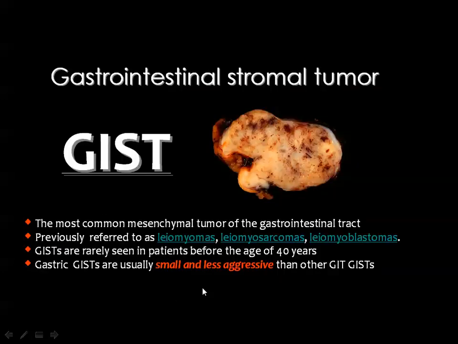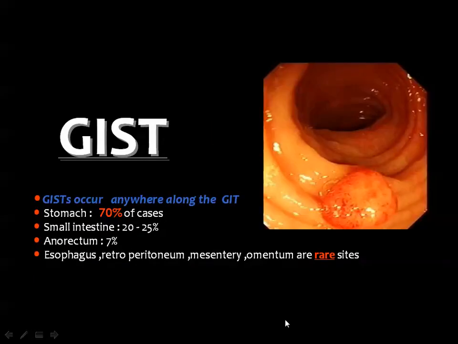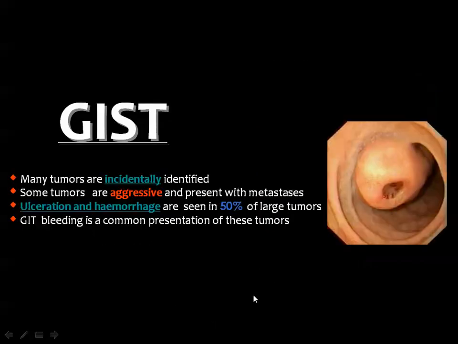GIST is considered the most common mesenchymal tumor of the gastrointestinal tract, and the most common site for GIST is the stomach, and the age of incidence is around 40 years old, and small lesions, as I have mentioned, are usually of less aggressive nature. GISTs occur anywhere in the gastrointestinal tract, most commonly in the stomach, less common in the small bowel, and much less common in the anorectum, and the rest of the GI is considered rare sites for GISTs.